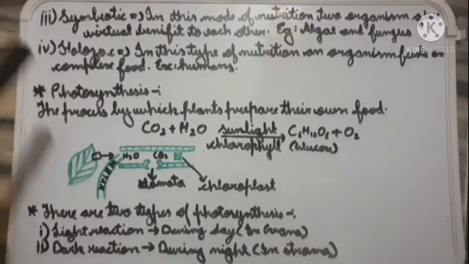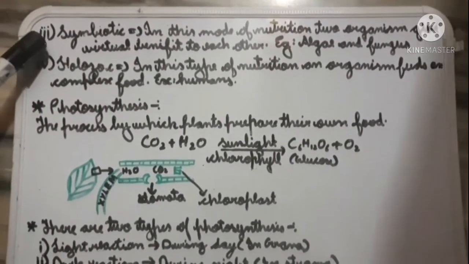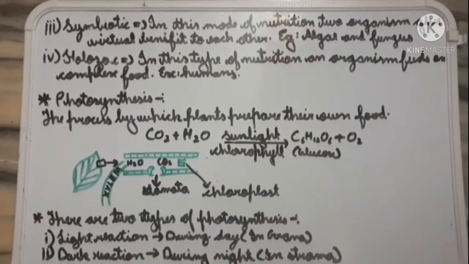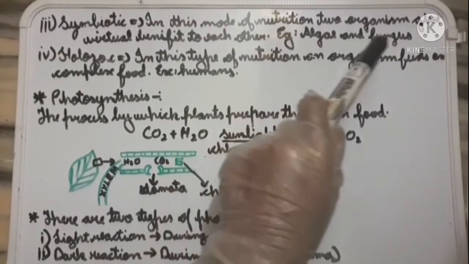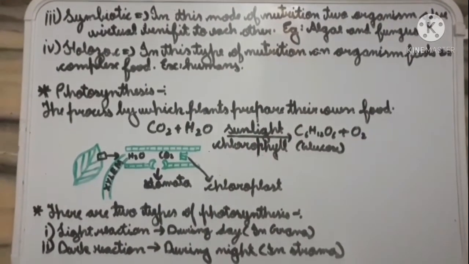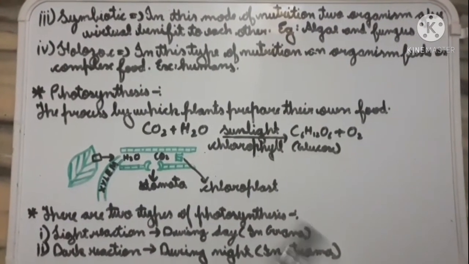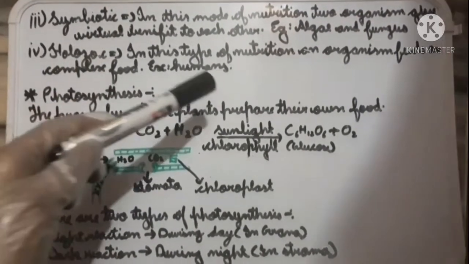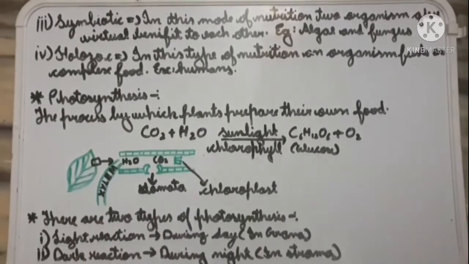The third one is symbiotic. In this mode of nutrition, 2 organisms give mutual benefit to each other. Example, algae and fungus. Fourth is holozoic mode of nutrition. In this type of nutrition, an organism feeds on complex food. Example, humans.